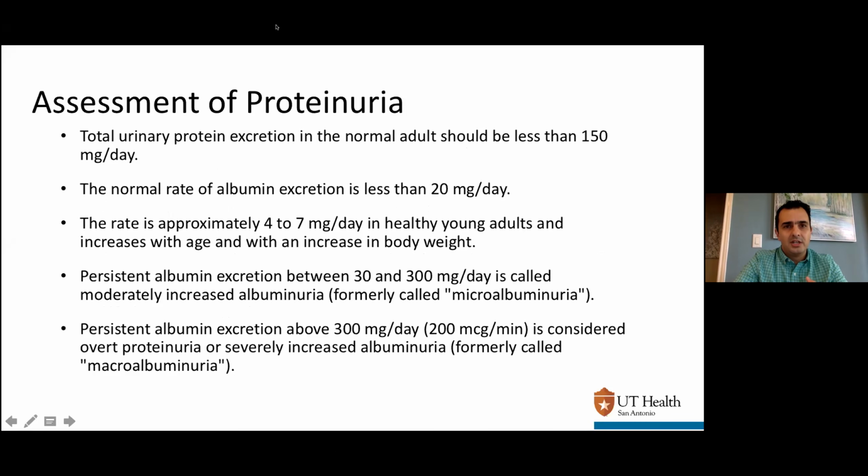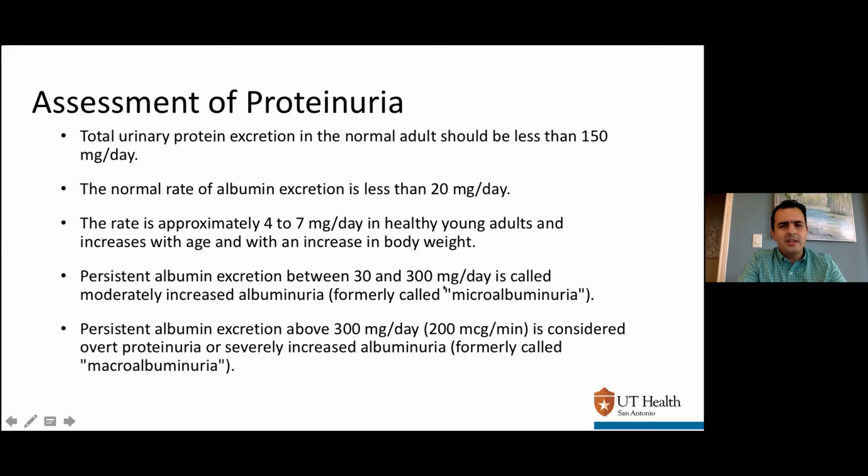in normal adults. So it should be less than 150 milligrams per day. That's for proteinuria, including other proteins. I'm not talking about albumin. The degree of excretion of albumin is even less than that, around 20 milligrams per day. So persistent albumin excretion between 30 and 300 milligrams is called moderately increased albuminuria, and persistent albumin excretion above 300 milligrams is considered severely increased albuminuria or proteinuria.